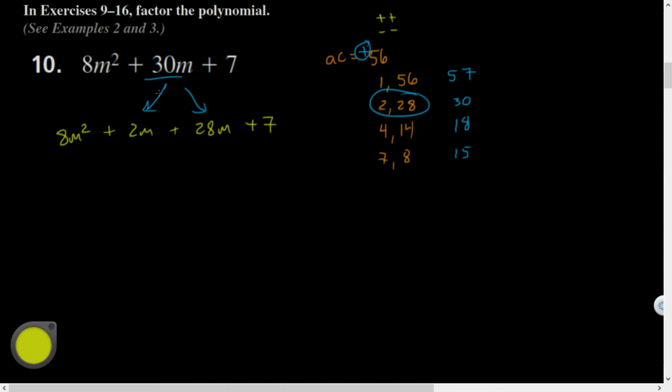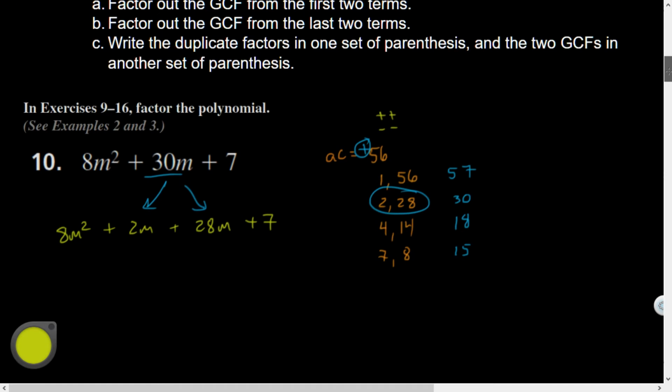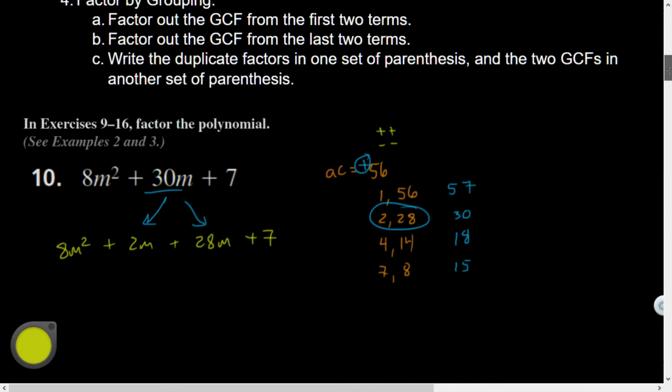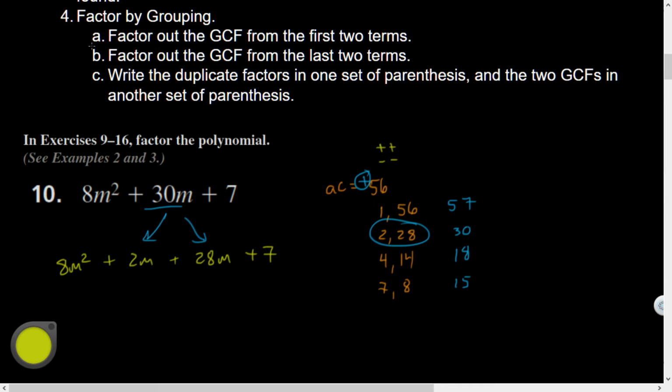All right, so I've split the b term into two like terms, giving me a 4-termed expression. And the next thing I'm going to do is called factor by grouping. All right, and this is what I do. I factor out the GCF from these first two terms. So between 8 and 2, right?